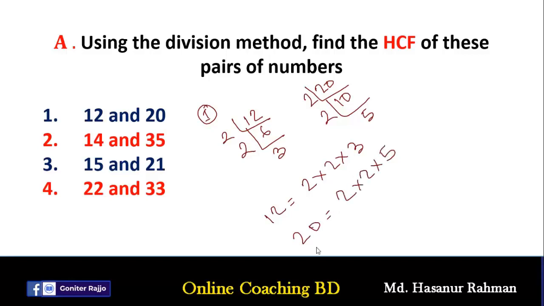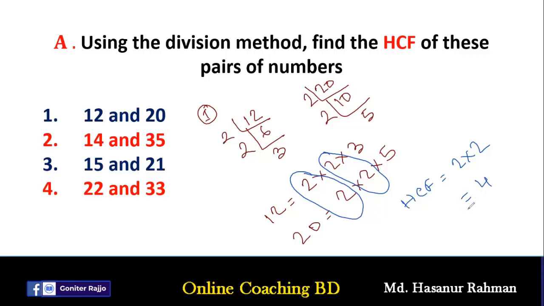Now we have to find out which one is common. If you look properly, you can see that this 2 is common in both 12 and 20. And this 2 is also common in both 12 and 20. So we can easily say that the HCF will be the common factors. That means 2 multiplied by 2, that will be 4. So at number 1, the HCF of 12 and 20 will be 4.